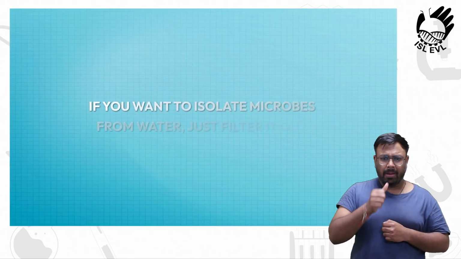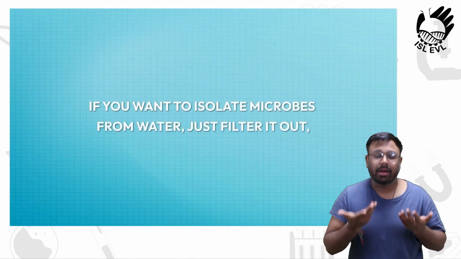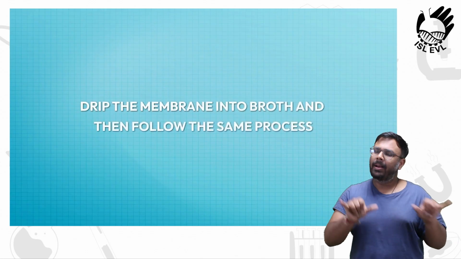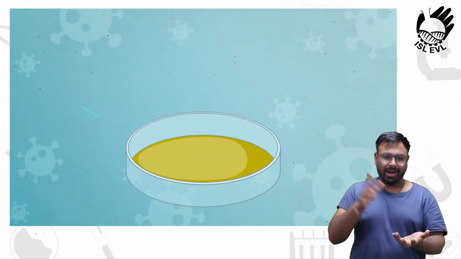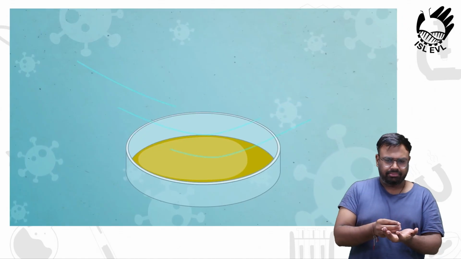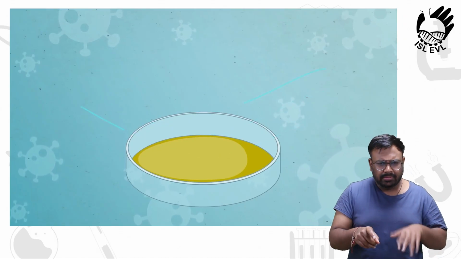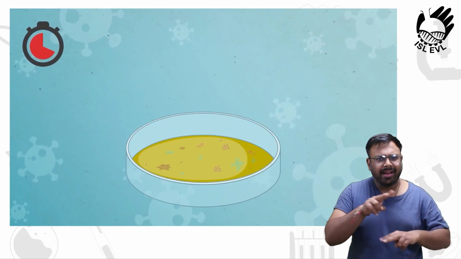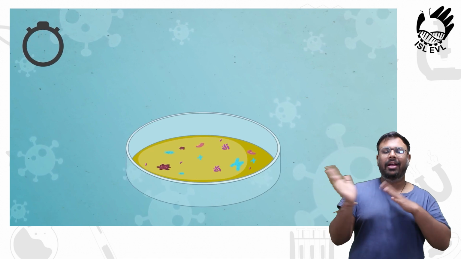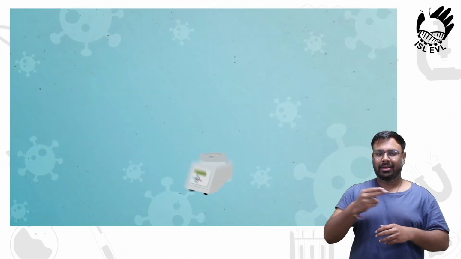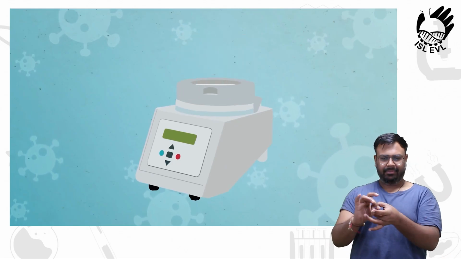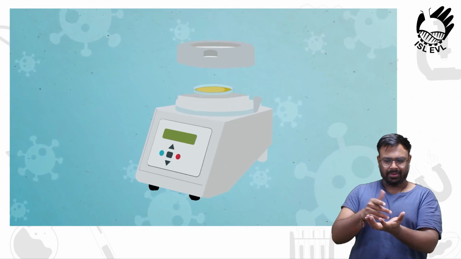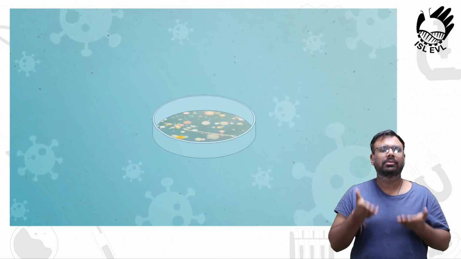If you want to isolate microbes from water, just filter it out, drip the membrane into broth, and then follow the same process. Finally, let's isolate some microbes from the air. One is by simply putting the Petri dish containing solid media out in the air for a little while, on which microbes along with the dust particles attach to it. The other way is by keeping the Petri dish with media in the automatic air sampler, by which dust particles from the air are attached to the plate by suction created by the air sampler.